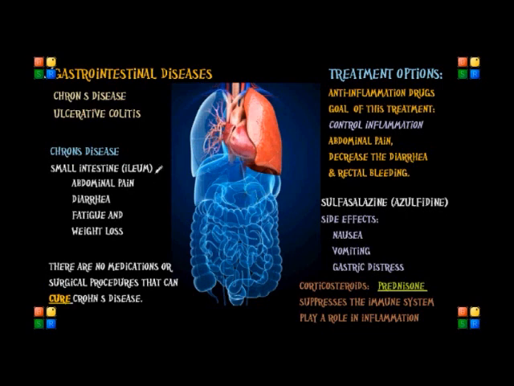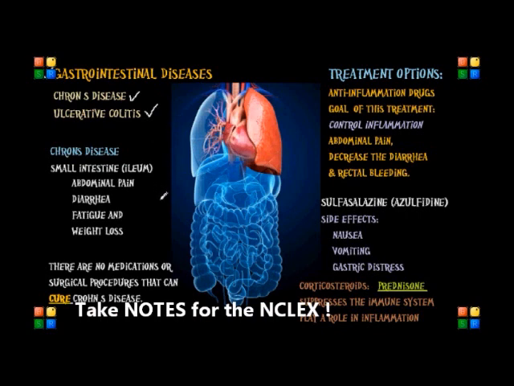Don't forget that that's part of the GI system too. Now, let's talk about a few diseases that we might encounter in our exam, and that would include Crohn's disease and ulcerative colitis. Those two are major NCLEX diseases, so make sure to take note of that, okay? Now, let's begin and go over Crohn's disease.